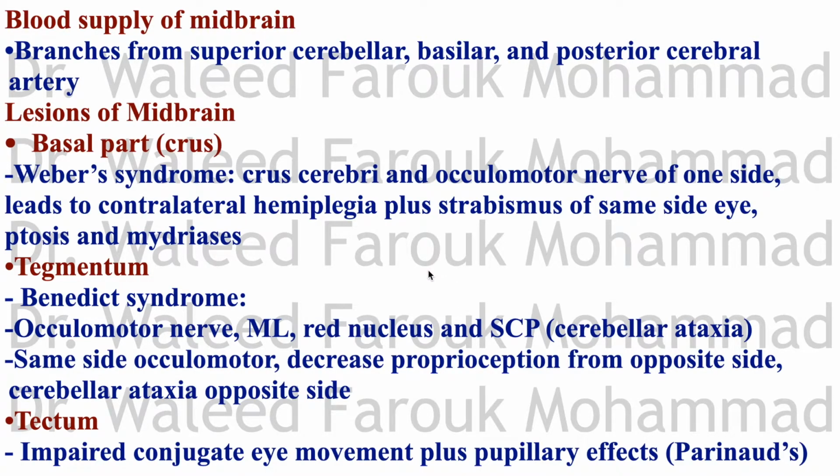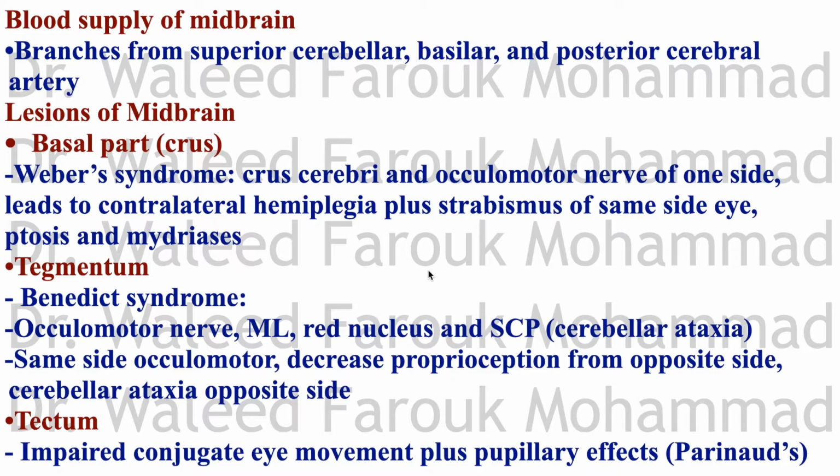The blood supply of the midbrain comes from branches of the superior cerebellar. Remember, it's a branch of the basilar artery, and direct branches from the basilar artery and the posterior cerebral artery, the terminal branch of the basilar artery. They are all part of the vertebrobasilar system.